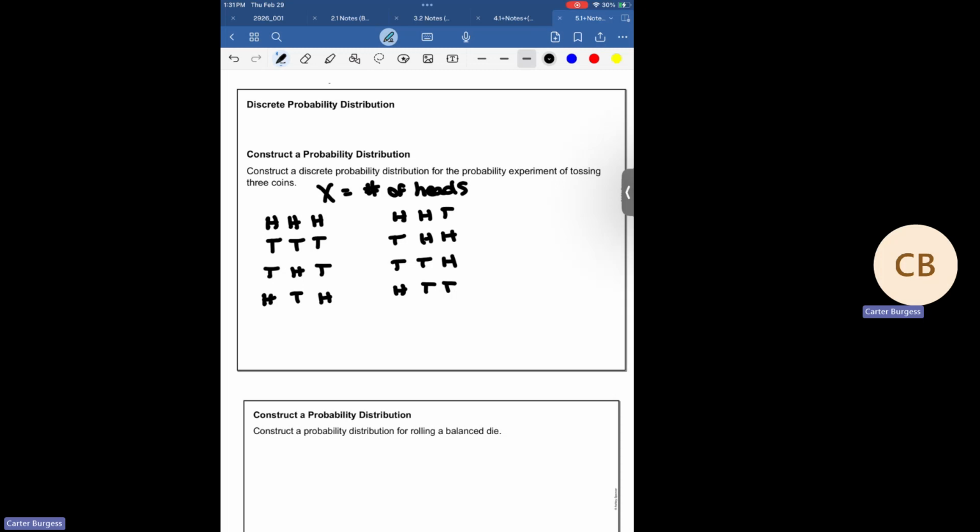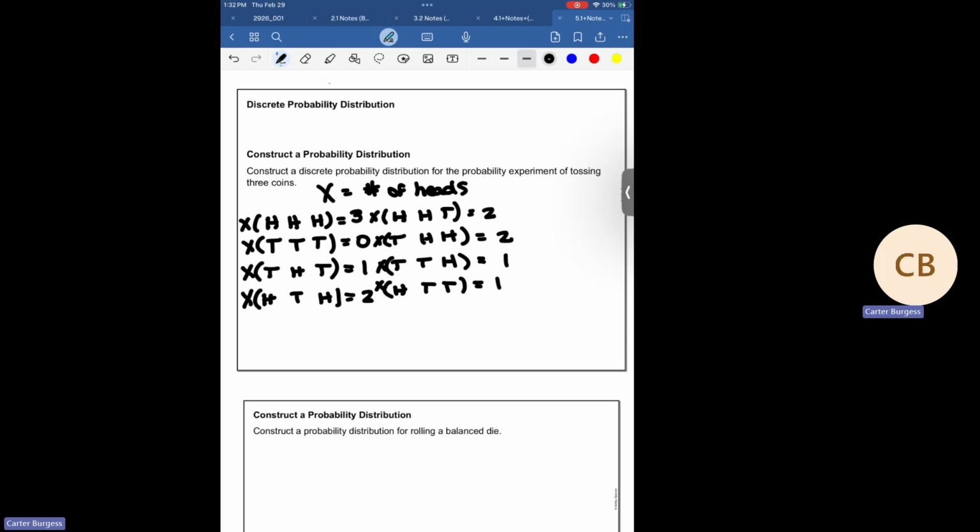So for instance, what is our random variable going to be if we see the outcome of heads, heads, heads? 3. What is it going to be if we see tails, tails, tails? 0. Tails, heads, tails? 1. Heads, tails, heads, it's going to be 2. Heads, heads, tails, 2. Tails, heads, heads, 2. Tails, tails, heads. And heads, tails, tails.